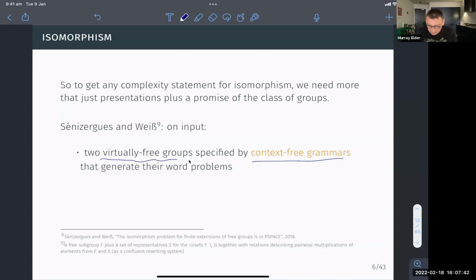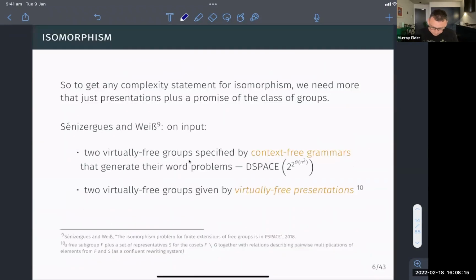So that's a perfectly legitimate, maybe natural, one might say, I can't see people frowning when I say that, natural way to be handed a virtually free group. And so if that's the input, they can actually get a complexity result, because there are no contradictions lurking around with decidability. And their result is that this can be done in doubly exponential space.